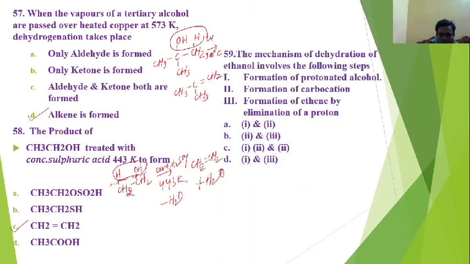Next question: the mechanism of dehydration of ethanol involves the following steps: I, formation of protonated alcohol; II, formation of carbocation; III, formation of ethene by elimination of a proton. Dehydration of alcohol means elimination of water in presence of concentrated sulfuric acid. The first step is protonation, addition of proton. Oxygen has a lone pair of electrons, so it will attack the H plus ion.